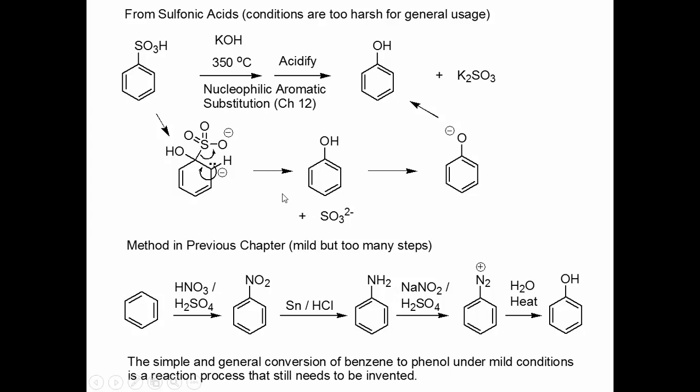You can actually take a sulfonic acid and heat it to very high temperature. This is the limitation here, KOH at 350 degrees C. These are what we call very harsh conditions. Not many functional groups would survive this reaction, but if you conduct this reaction and then you neutralize all the KOH, what you'll find is that you get phenol.